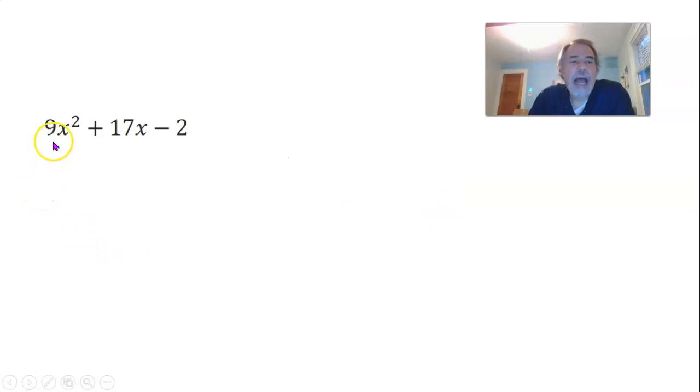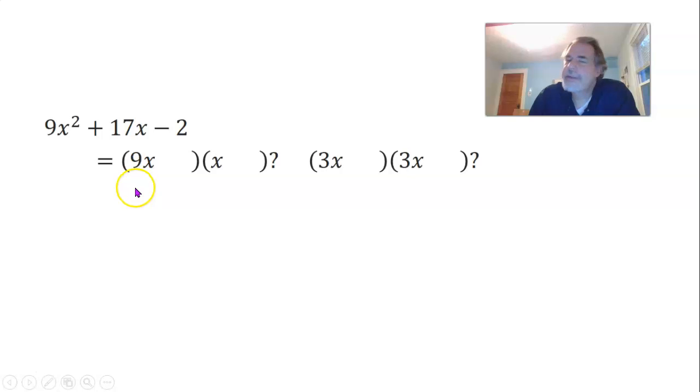Okay, what about this one? 9x squared plus 17x minus 2. How can we break that up into two binomials that FOIL together to give us that? Well, there's actually two possibilities here, two ways of getting a 9x squared. Could be a 9x times an x, could be a 3x times a 3x. Which one is it? Well, we'll just have to figure out what works with all the other stuff. The numbers that go on the end have to multiply together to give you negative 2. So one's a plus, one's a minus, one's a 2, one's a 1. That's pretty much your only possibilities.